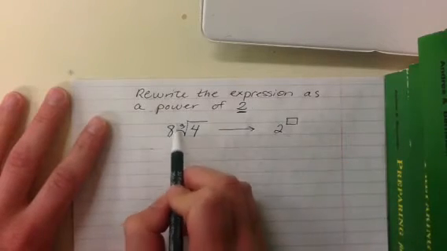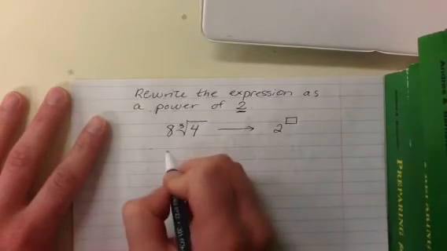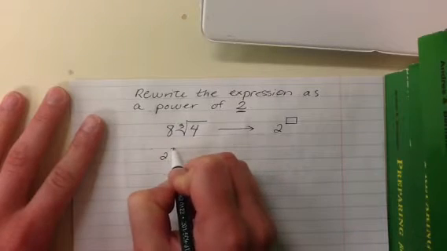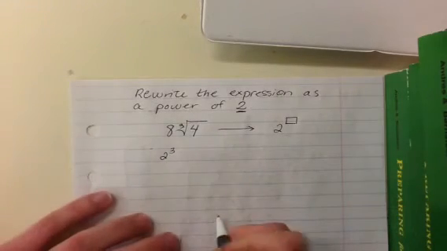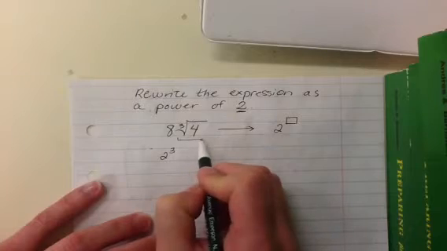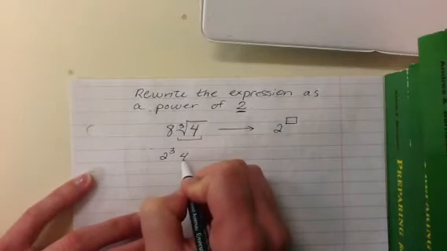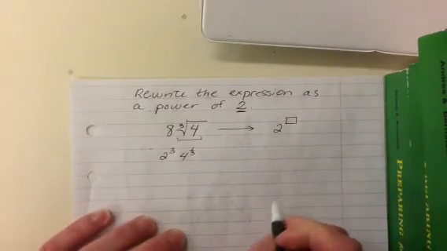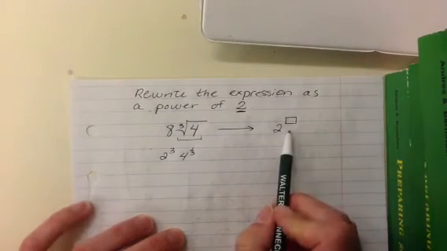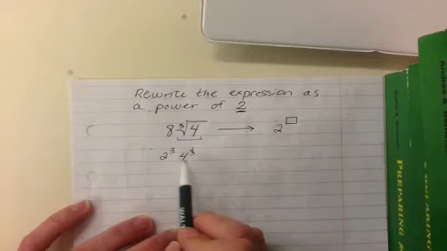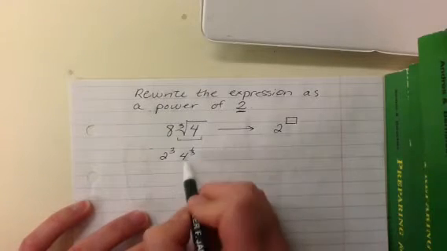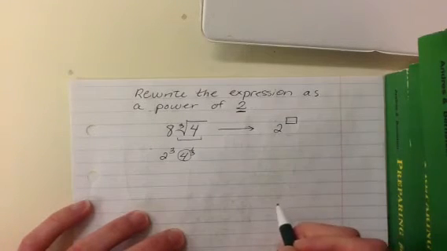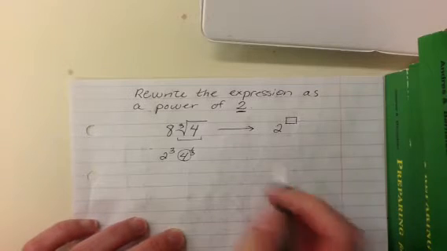Well, to do that, I know that 8 could be rewritten as 2 to the 3rd power. I also know that I can rewrite this part with the radical as 4 to the 1/3 power. Okay, but still not in this form. In order for me to combine these, I need to make sure that I have the same bases. So I need to think about how I could rewrite 4 so that it has a base of 2.